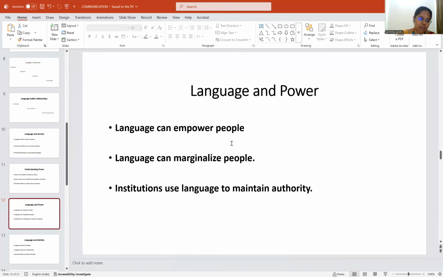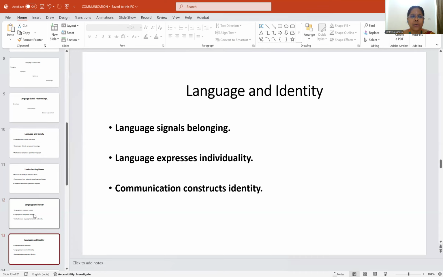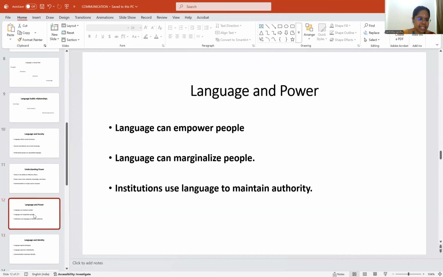Now, let's explore language and power. Language can empower people. How come? Education, literacy, and effective communication enable individuals to participate actively in societal happenings. Next, on the opposite of empowering people, language can also marginalize people.